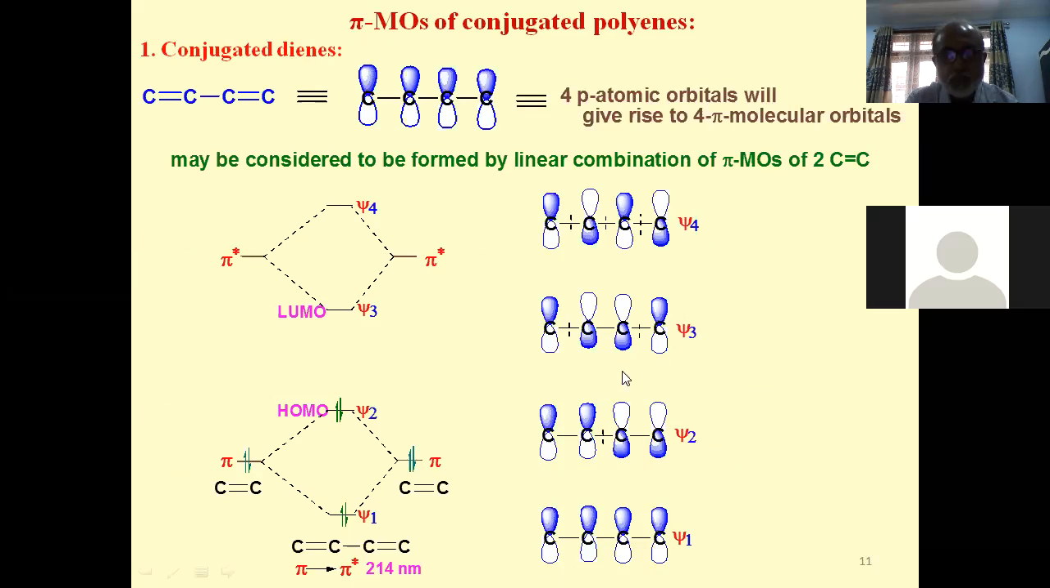And you see here, which one is your HOMO? HOMO is your psi 2, and psi 2 is this one. So this HOMO and LUMO, these are the wave functions that will be important for our discussion.